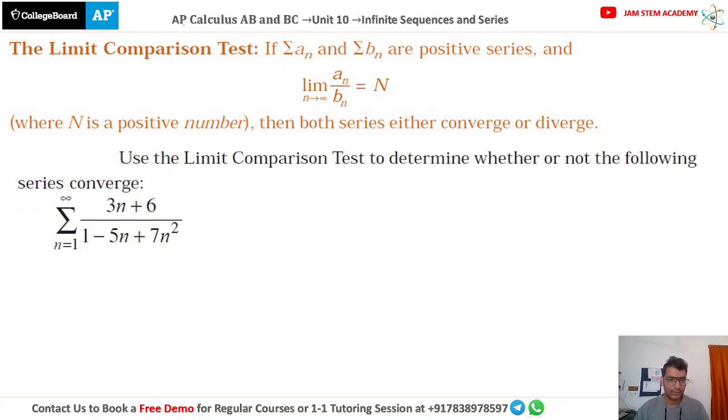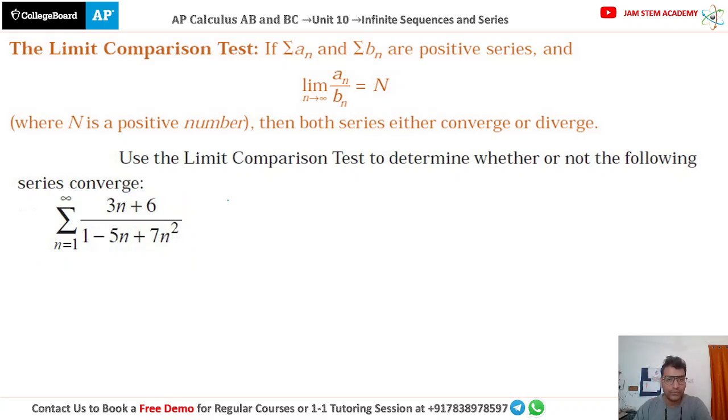Consider this function. What is that? 3n plus 6 over 1 minus 5n plus 7n squared. Okay, so in this one, we have a series given by this. Either you can use any other tests also, or you can construct a new function and use the comparison test. Okay, that's fine.